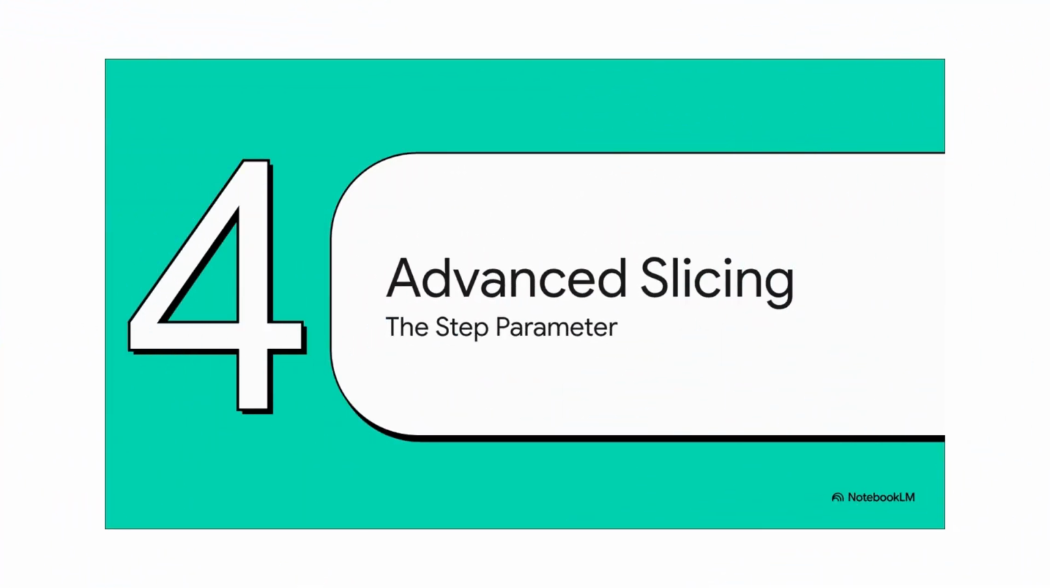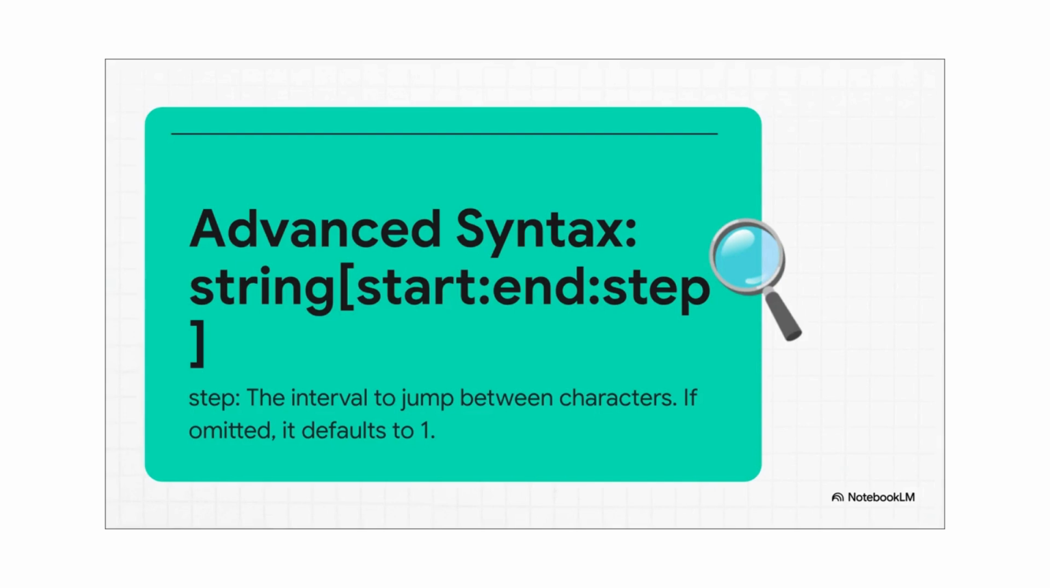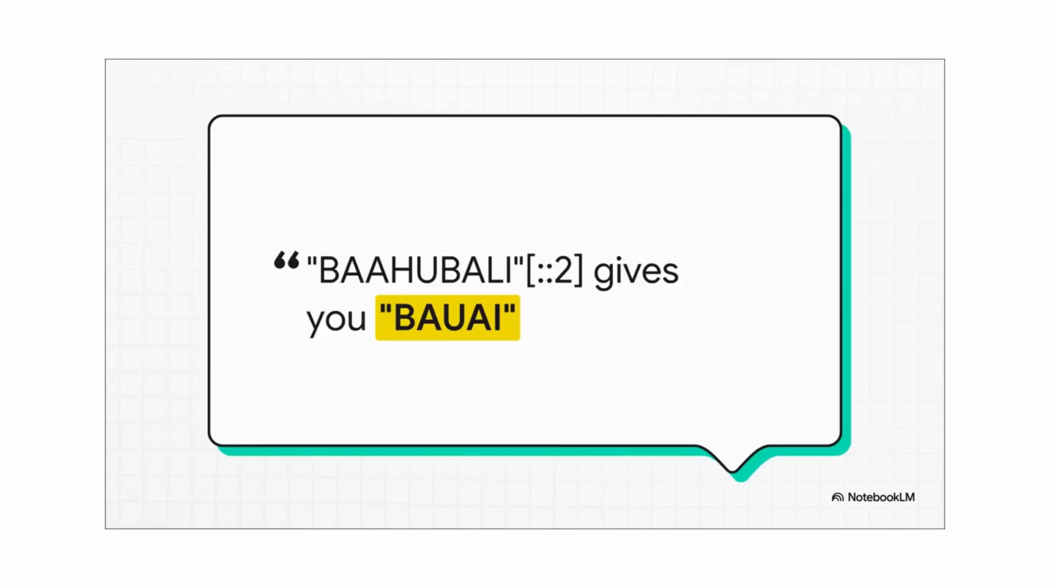Okay, you've totally got the start and end down. Ready to level up? Let's add a third piece to our syntax called the step. This is where slicing goes from useful to downright magical. All you do is add another colon and a number. This is the step, and it tells Python how many characters to jump over after it grabs one. If you don't put anything there, Python just assumes you mean a step of 1, which means grab every single character. So for example, if we do ::2, we're telling Python to go through the whole string, but only grab every second character. So with Bahubali, it'll grab the B, skip an A, grab the next A, skip the H, grab the U, and so on. What you're left with is BAUAI.